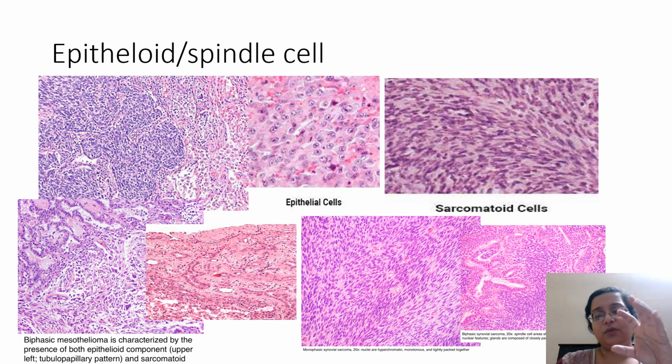So there are only a few sites: there's thymus, there is pleura, there is pericardium, there is heart, there is lung, there are ganglia, and there are germ cell tumors. So you have to rotate through all these and then make a diagnosis.